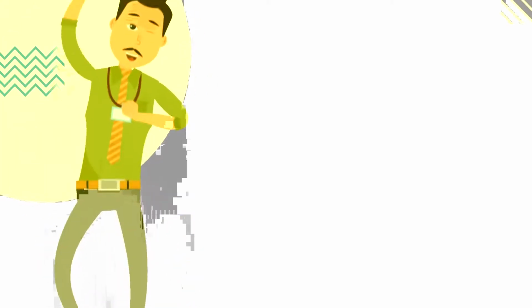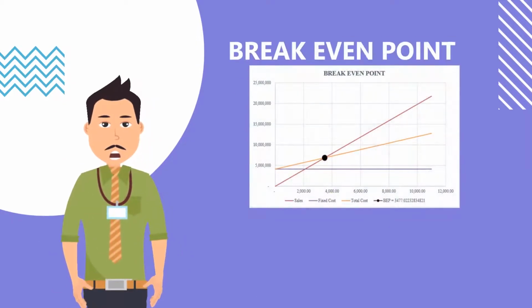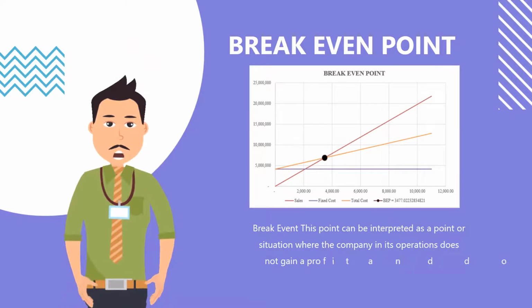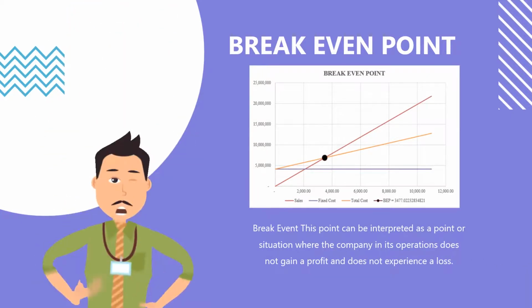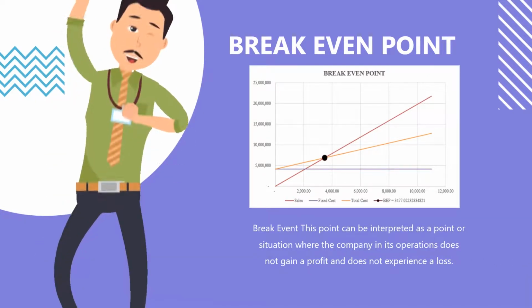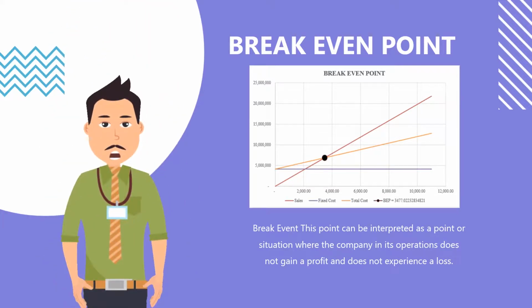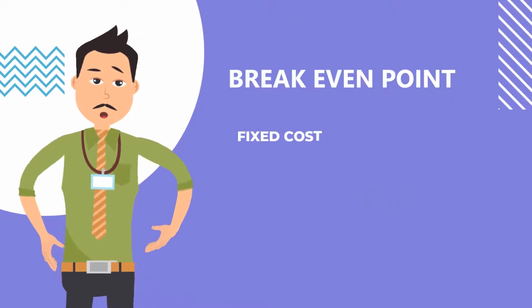Then we will discuss the break-even point value. Break-even. This point can be interpreted as a point or situation where the company in its operations does not gain a profit and does not experience a loss. This means that the company must sell its products at least reaching the break-even point so that it does not suffer losses. There are 4 components of BEP that must be known, namely: 1.